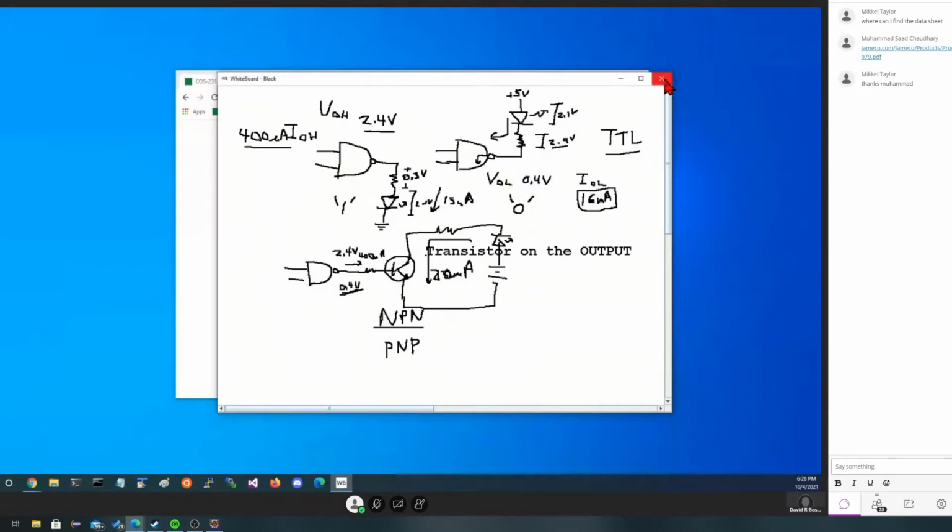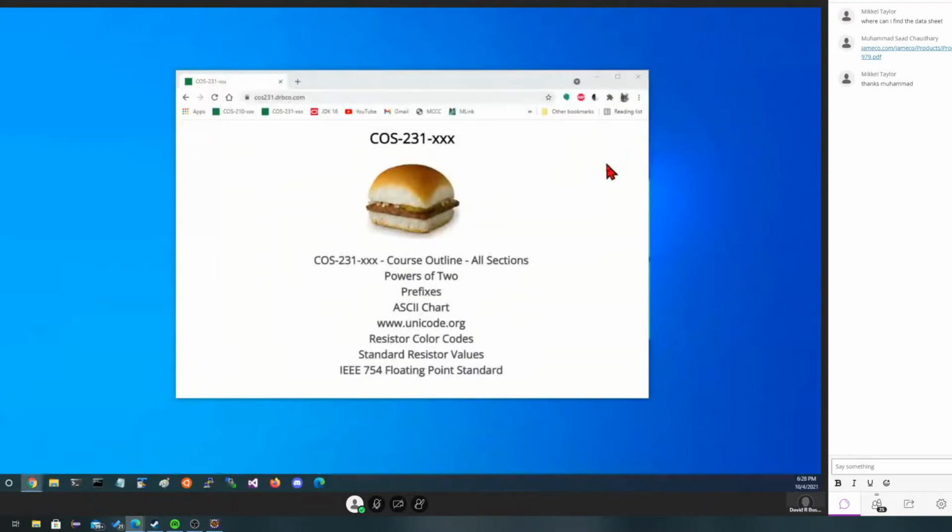Okay, let me make this disappear for a second, and let us move ahead. You have a question, Mikhail? Yeah, I was going to ask why 0.4 volts is sometimes enough and sometimes not enough to make it work.